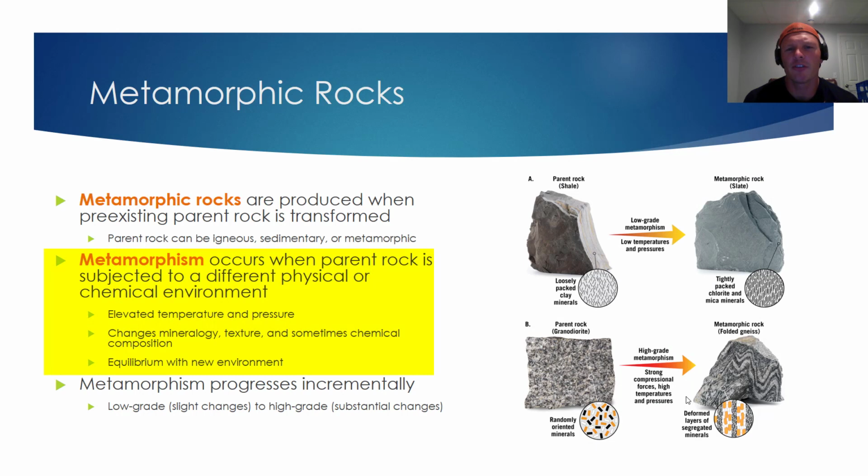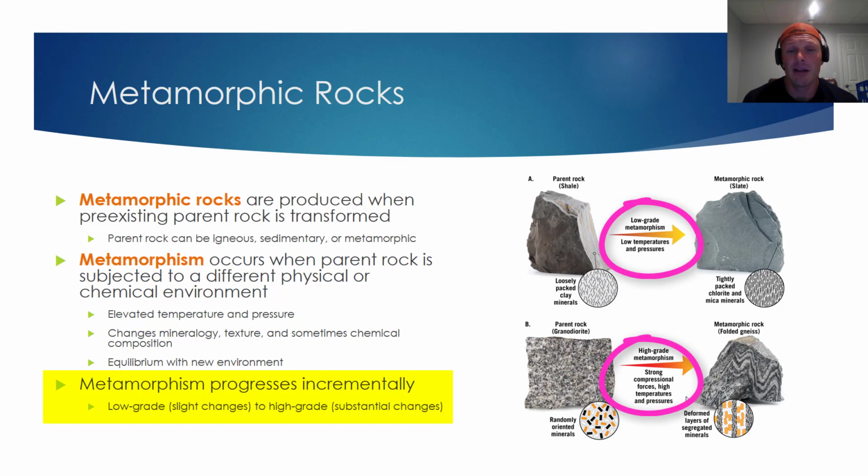When you hear the term metamorphism, you should think about change. And it occurs when the parent rock is subjected to a different physical or chemical environment. The parent rock could be subjected to either elevated temperatures or elevated pressures. Metamorphism can change the mineralogy, the texture, and even the chemical composition of the rock. And it's also important to note that metamorphism progresses incrementally. There's low-grade and there's high-grade metamorphism.